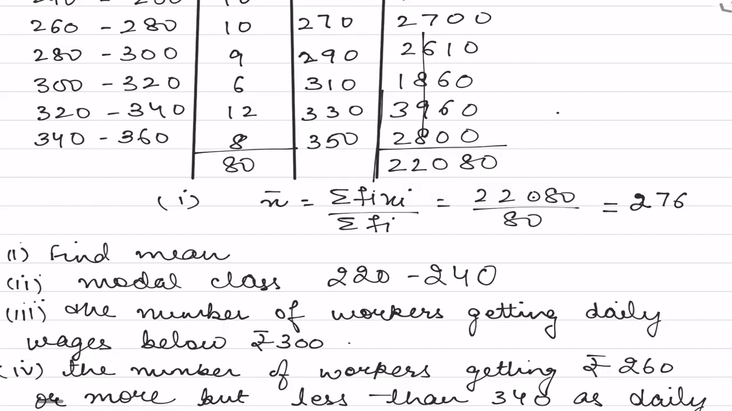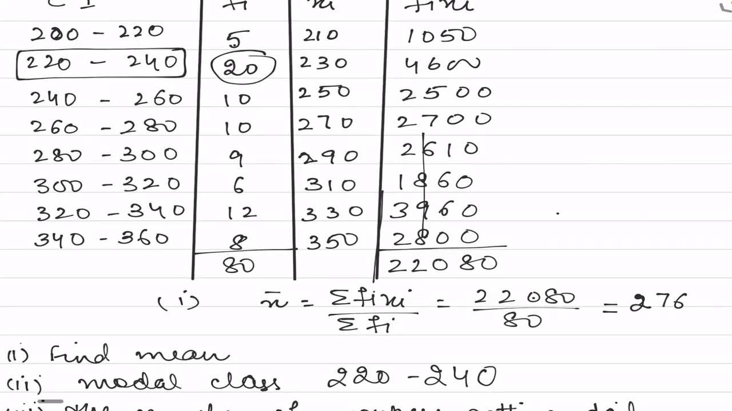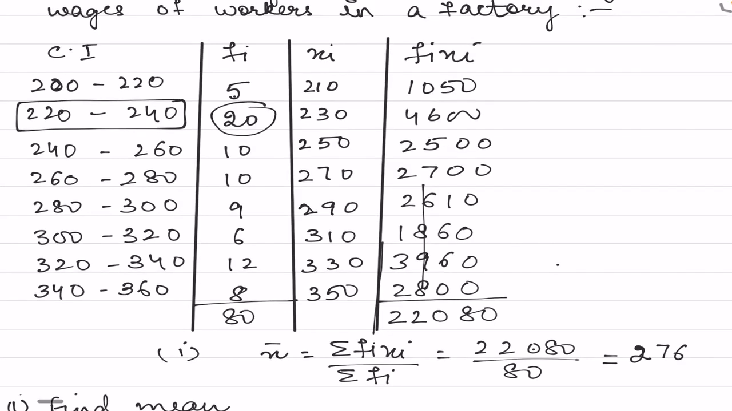So we can see here below 300, the class interval shows the daily wages column. Okay, so below 300, how many class intervals are lying? As we know that this is a continuous series, 300 will be counted in the 6 class intervals. So all the wages below 300 will lie in the first 6 class intervals.